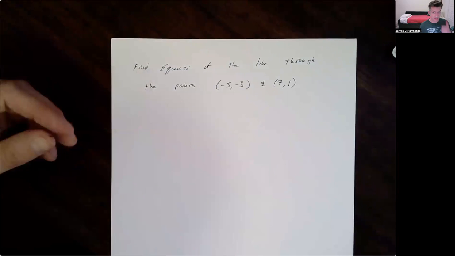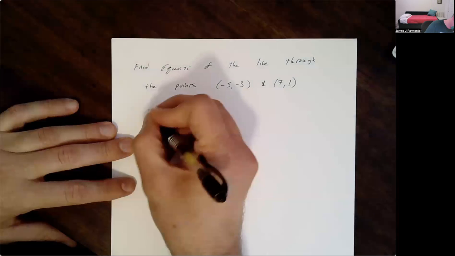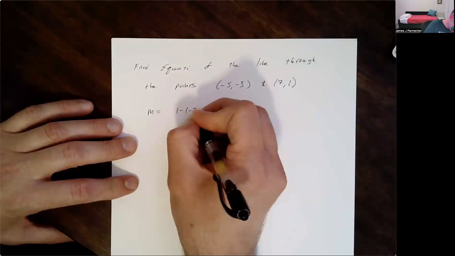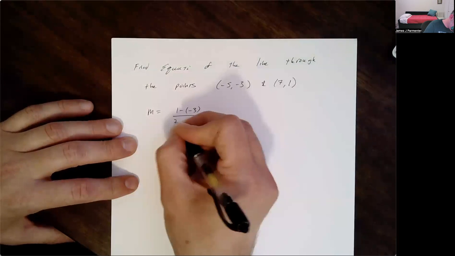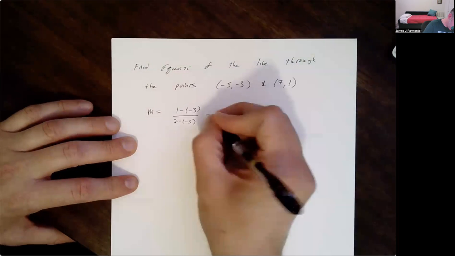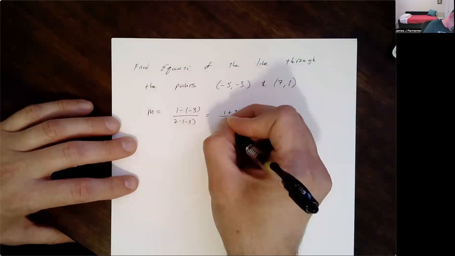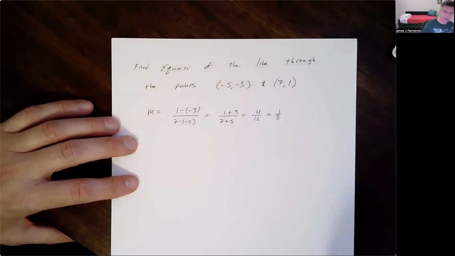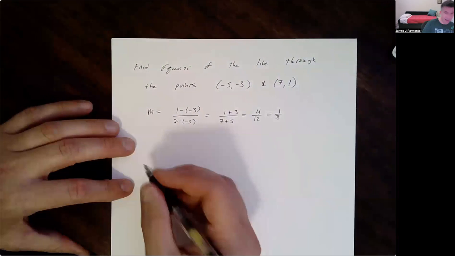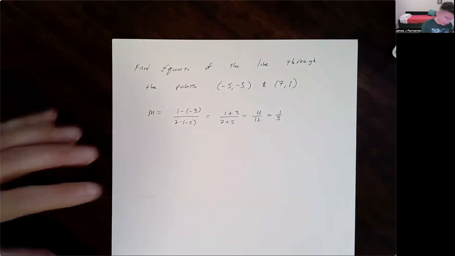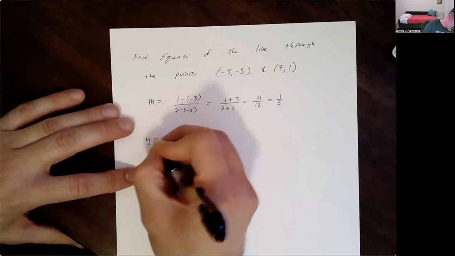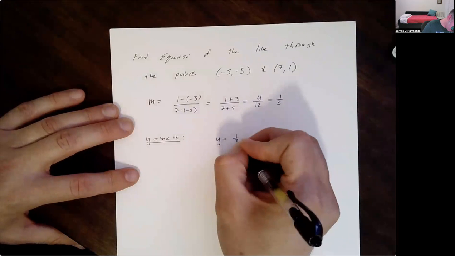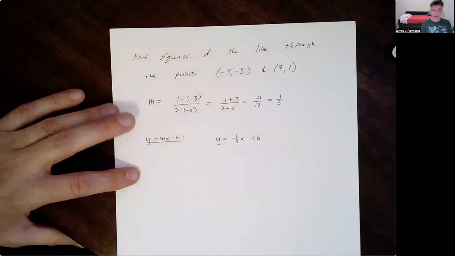All right, so step 1, find the slope. So the slope is going to be 1 minus -3 over 7 minus -5, which ends up being 1 plus 3 over 7 plus 5, which is 4 over 12, which is 1/3. Great. So now let's do it all the ways just so that we can see it. You can either do y equals mx plus b. So I'm going to do y equals 1/3 x plus b. Pick either point. In fact, let's pick both points.